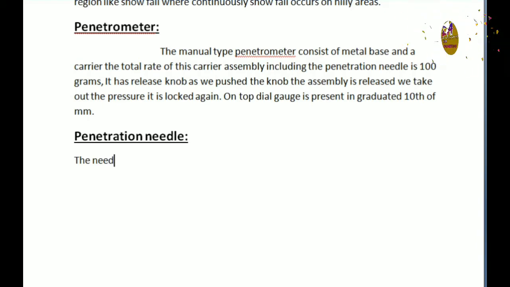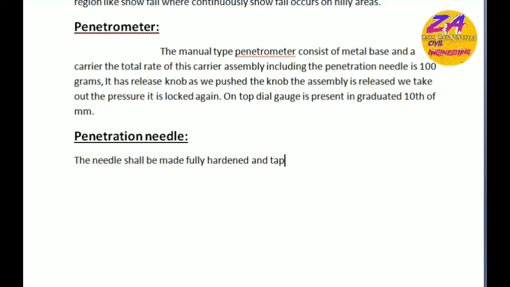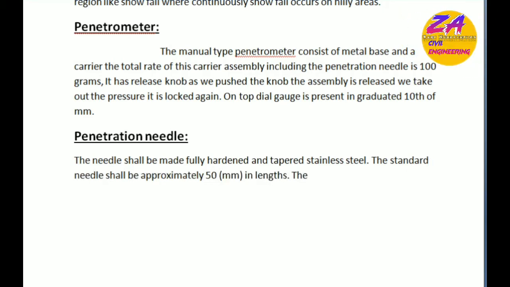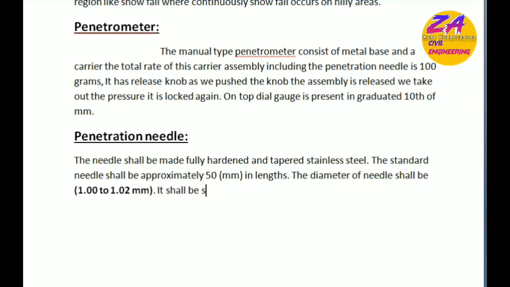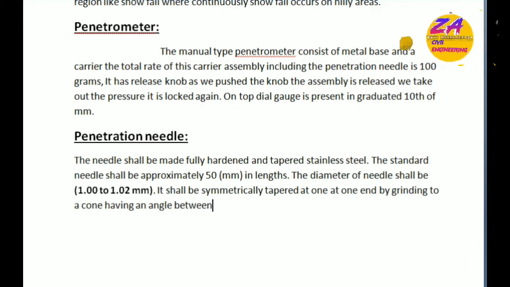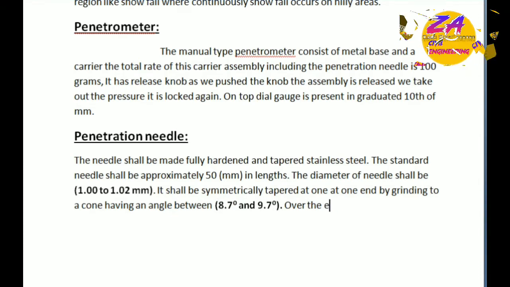Penetration needles. The needle shall be made of fully hardened and tempered stainless steel. The standard needle shall be approximately 50 millimeters in length. The diameter of the needle shall be 1 to 1.02 millimeters. It shall be symmetrically tapered at one end by grinding to a cone having an angle between 8.7 degrees and 9.7 degrees over the entire cone length.